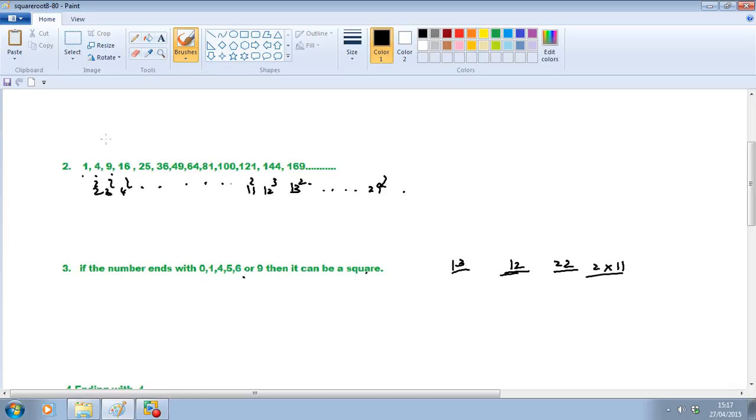So there's a pattern, you see. This is the pattern we observe. If the number ends with 0, 1, 4, 5, 6 or 9, then it need not be a perfect square, but it can be a square. Okay.